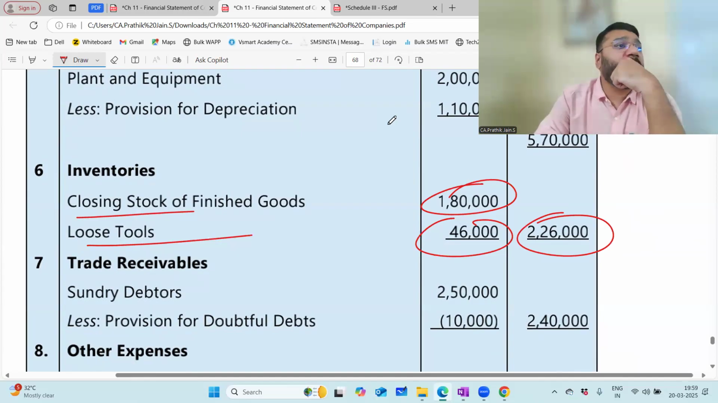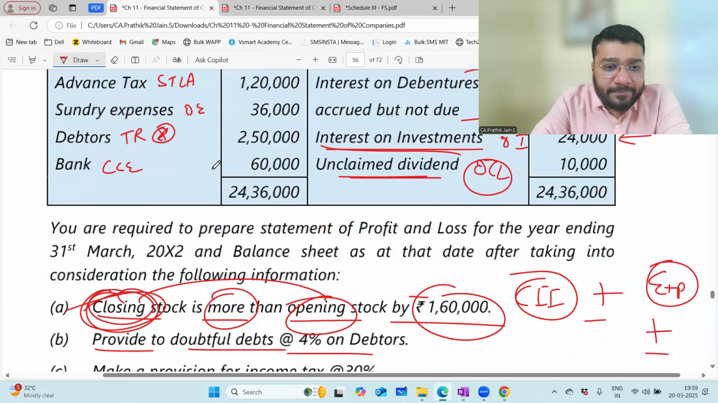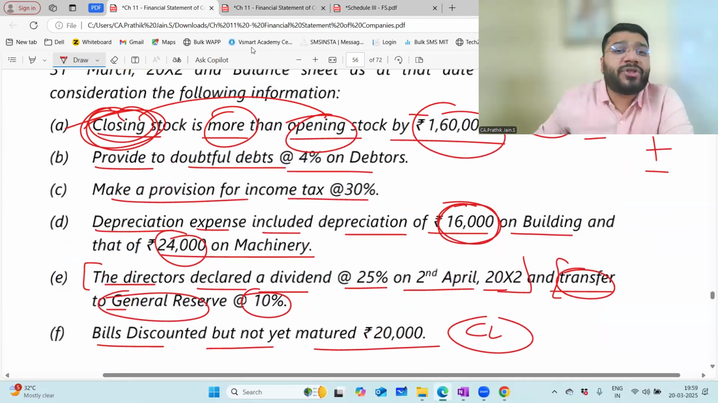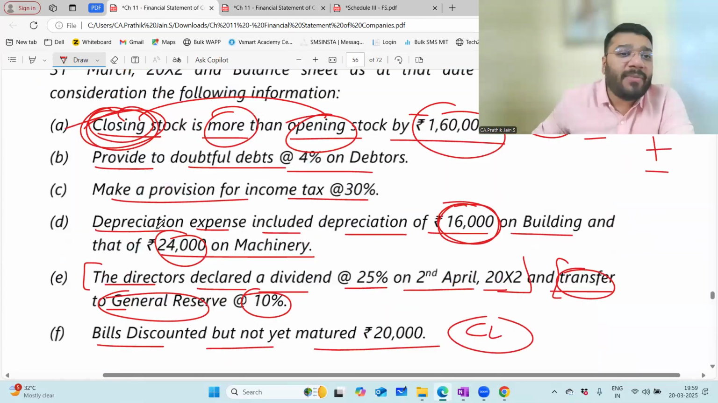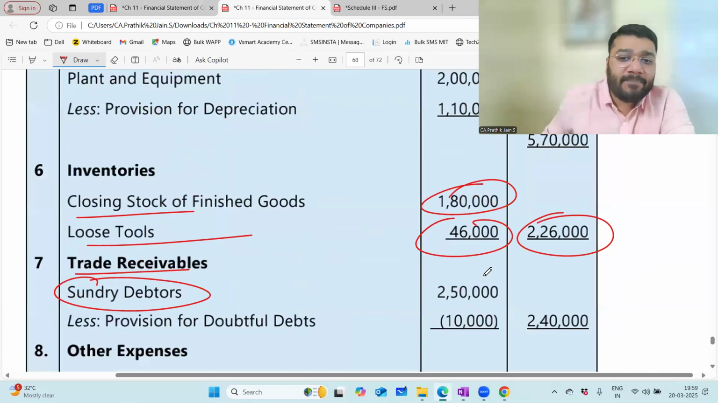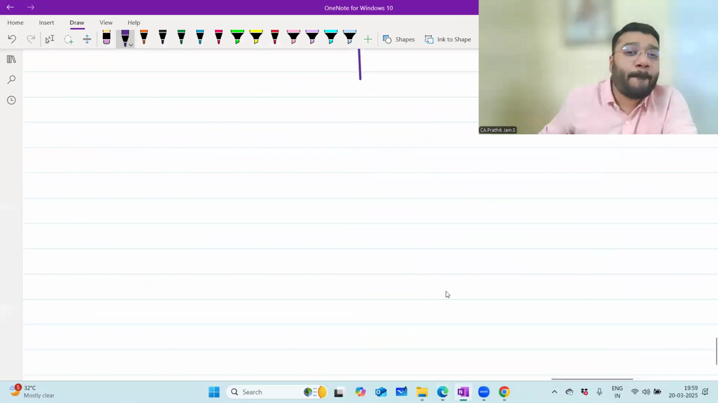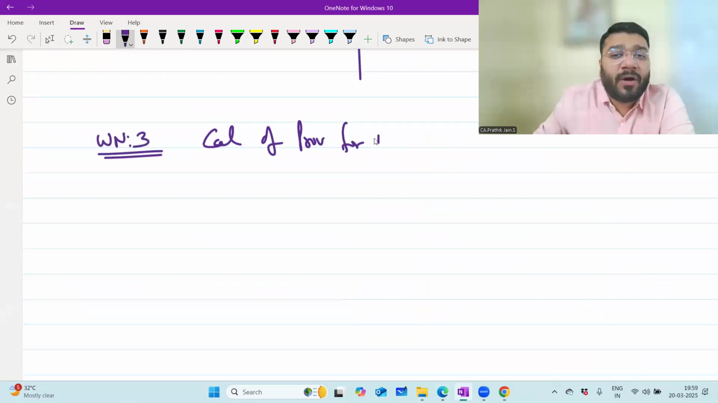After that, trade receivable. For trade receivable, have they given any ageing? Where? No. But provision is asked to be computed. Provision for doubtful debt is required. So sundry debtors given in the trial balance is how much? 2,50,000 rupees. Less provision. Now provision, what are you supposed to do? Please write a working note. Which working note number is this? Working note number 3: calculation of provision for doubtful debt.